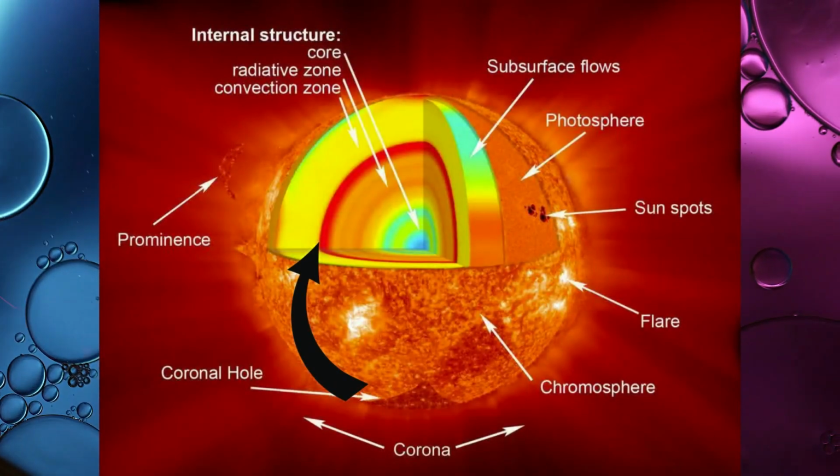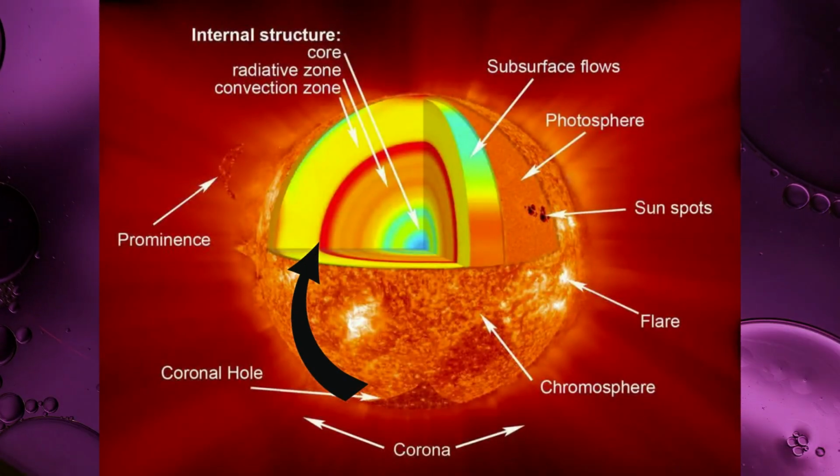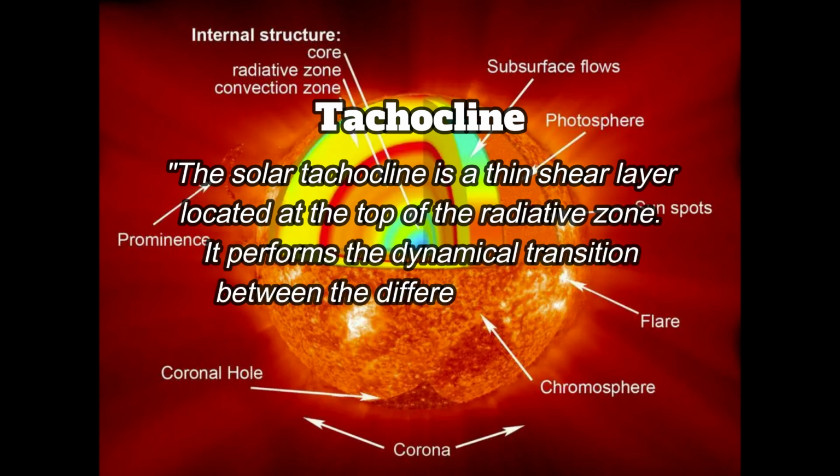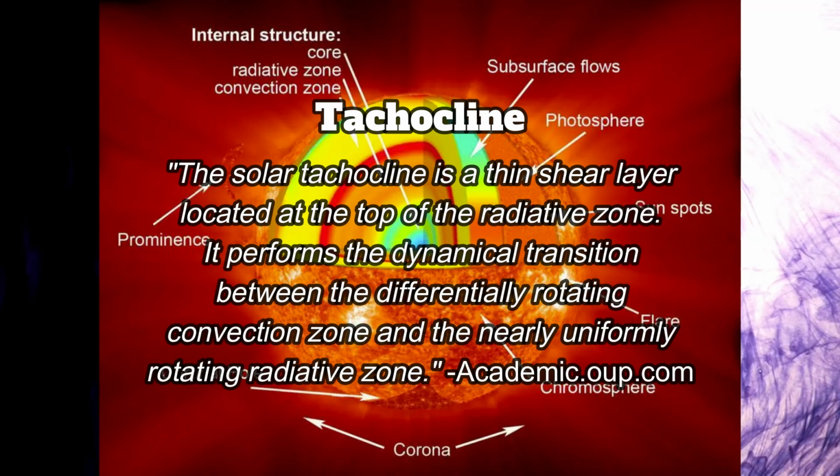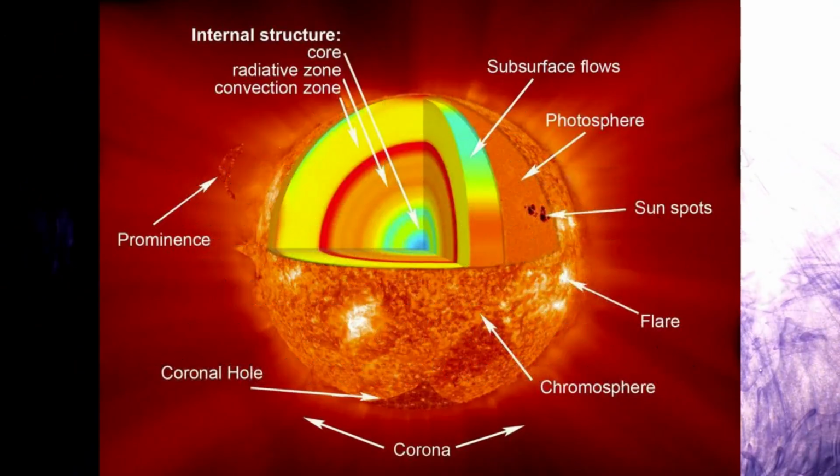Following the radiative zone is a transition region called the tachocline. The distinction of this region is due to the Sun's differential rotation. Material within the radiative zone versus the convection zone rotate at very different velocities, which cause the rotation rate of the Sun to change rapidly within the tachocline.